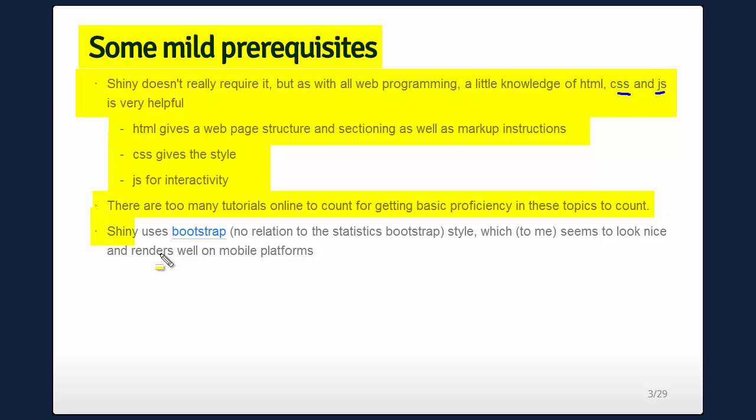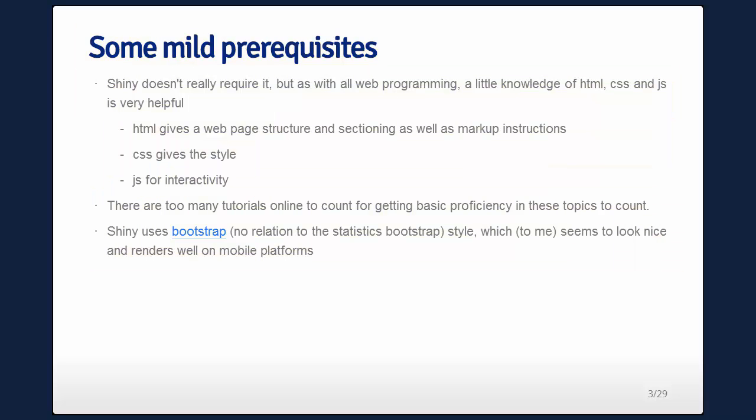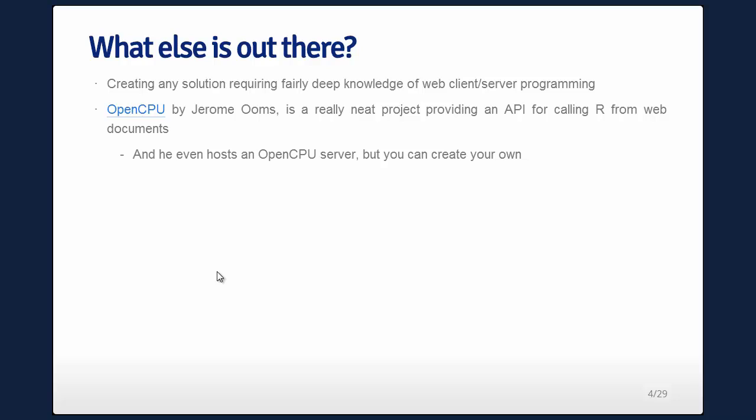The style Shiny uses is the so-called Bootstrap style, which has no relation to the statistics bootstrap, and which, as far as I'm concerned, looks nice. More importantly, whenever you develop a little Shiny app, it always seems to render nicely on mobile platforms automatically, which is the benefit of using this sort of highly polished style guide and platform with Bootstrap. So look it up. I believe it's made by the folks at Twitter.